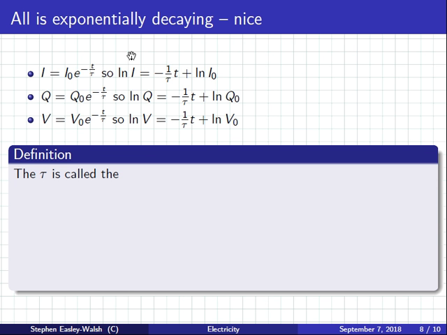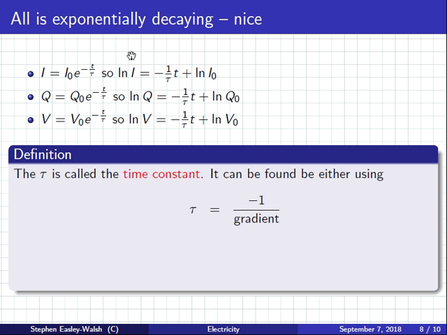The tau has a name. We call the tau the time constant. And it can be found using this formula: minus 1 over the slope, the gradient.